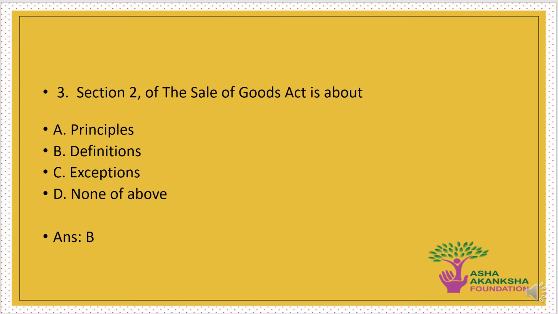The next question is, Section 2 of the Sales of Goods Act is all about which of the following? Options are A, Principles, B, Definitions, C, Exceptions, or D, none of the above. The correct answer to this question is option B, that is, Section 2 of the Sales of Goods Act is all about definitions. Basically, in Section 2 of the Sales of Goods Act, this section gives the definition of all the terms that are used in this particular act.